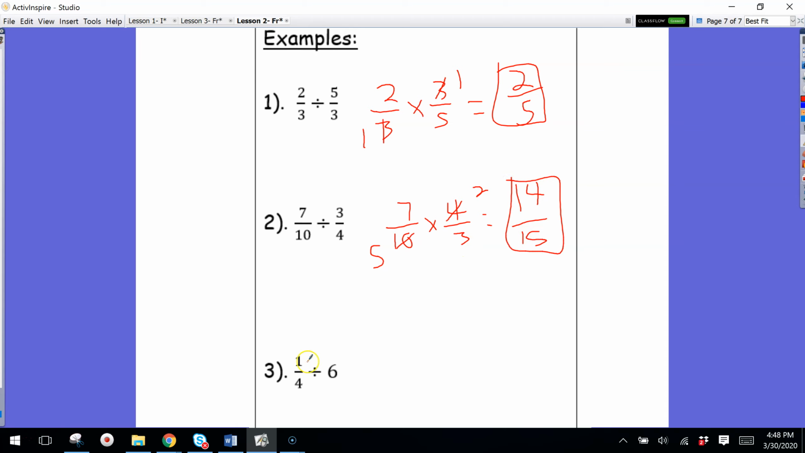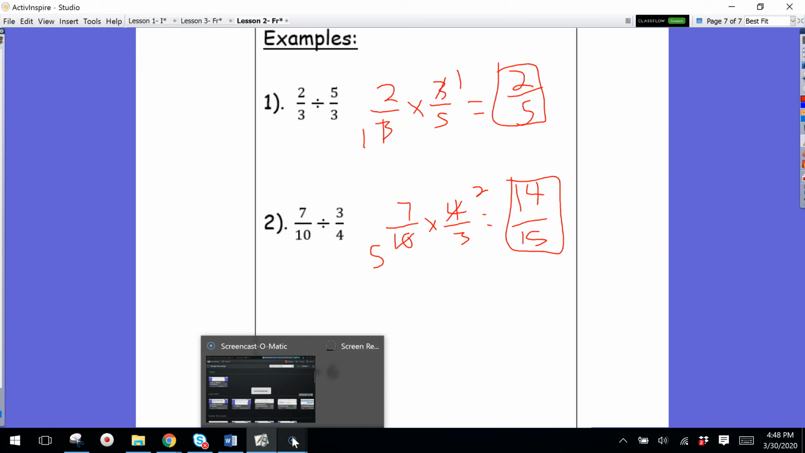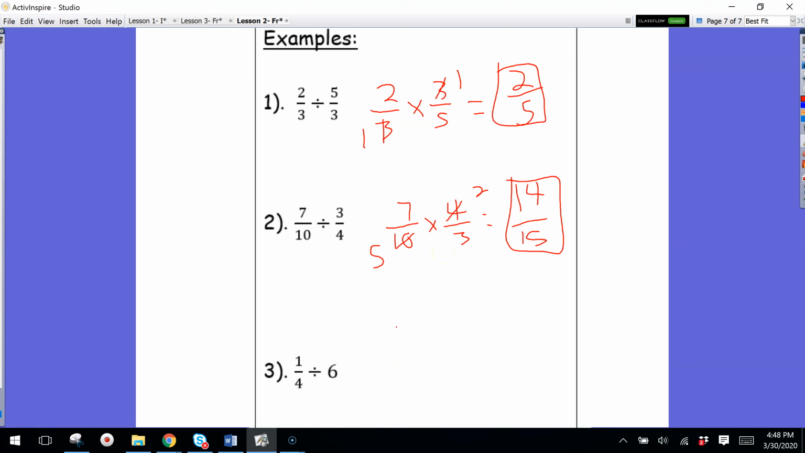And then the last example here, I have 1/4. Well, 1/4 is going to stay exactly the same. And I'm going to multiply this instead by its reciprocal, which is 1/6. So here nothing simplifies. So I'm just going to do 1 times 1, which is 1, and 4 times 6, which is 24. So it's 1 over 24.